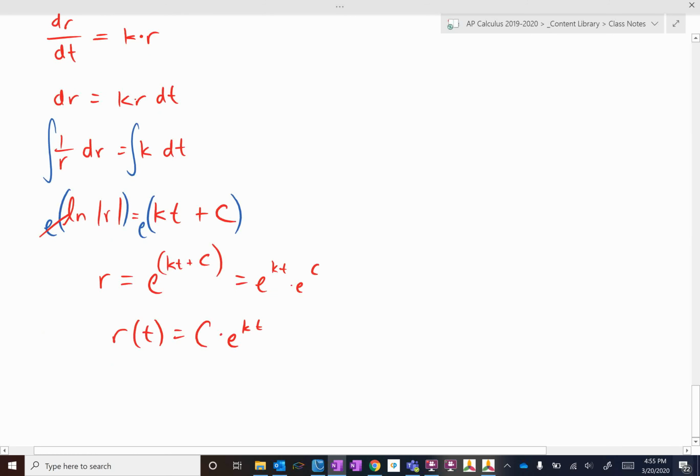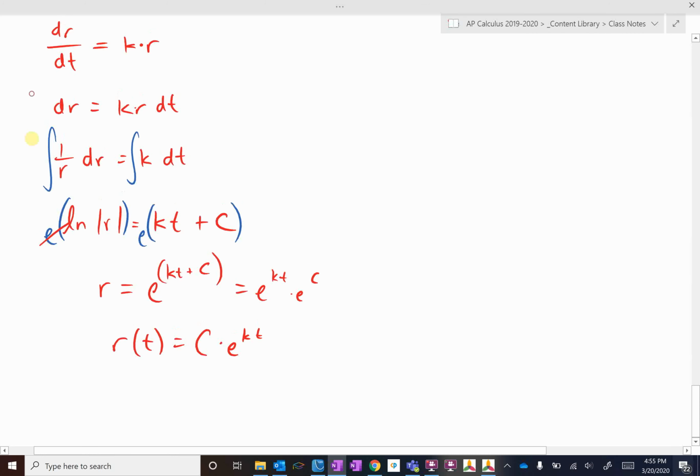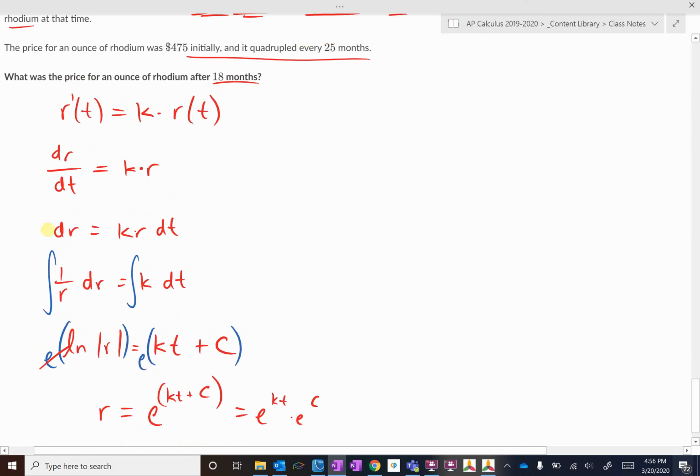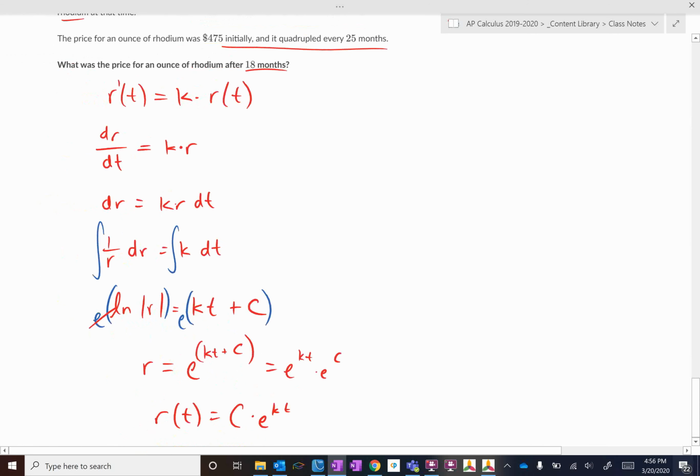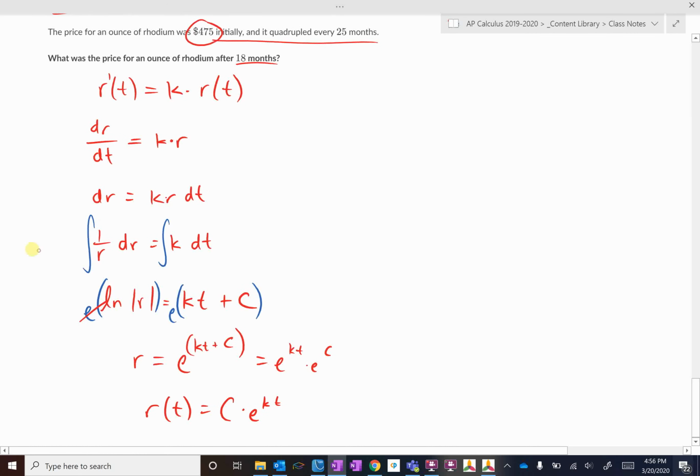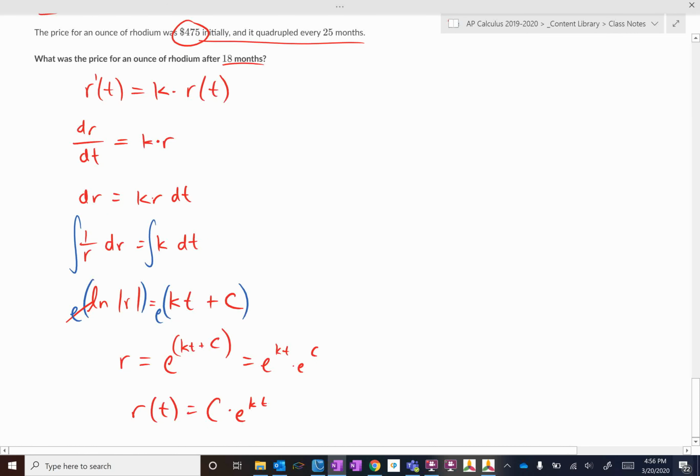What I need to do now is use the information that's given to me about the initial condition to figure out what that value k is. Okay, so I know that the initial price of rhodium was $475. The initial price would correspond to t equaling 0. 0 months have passed at the initial point. So at t equals 0, R of 0 equals 475.